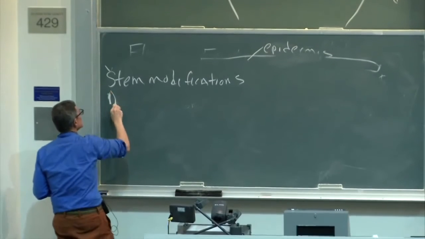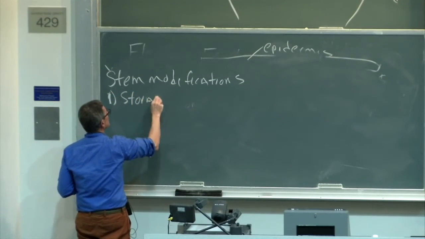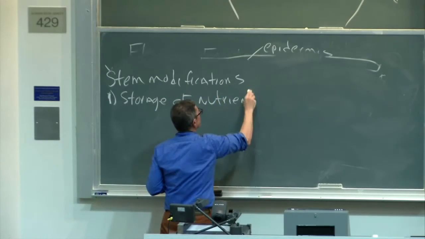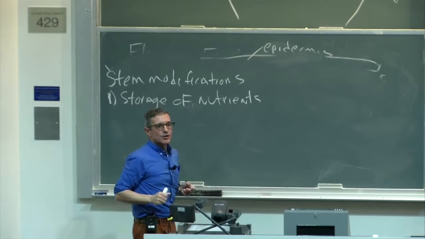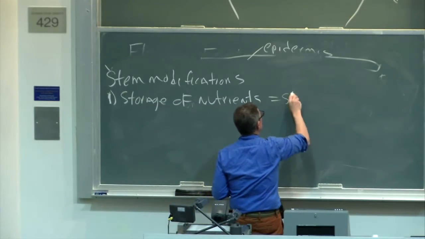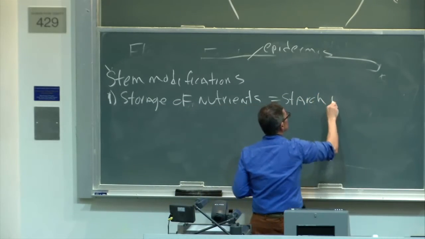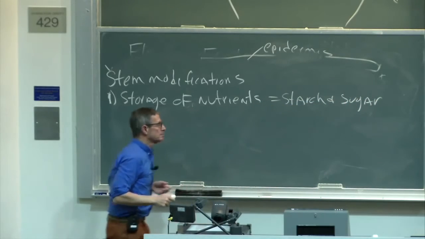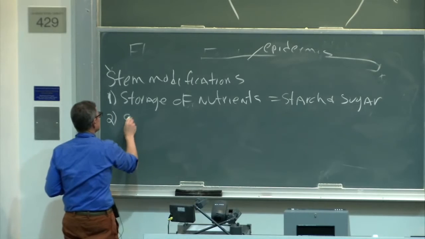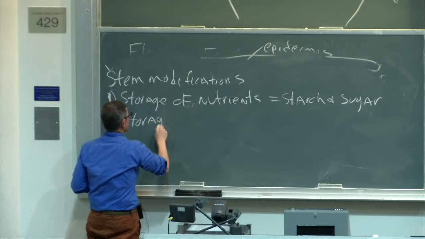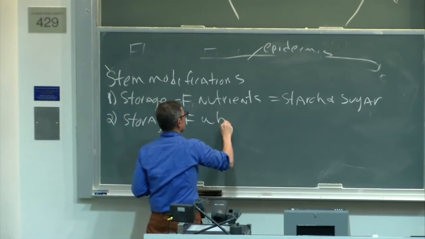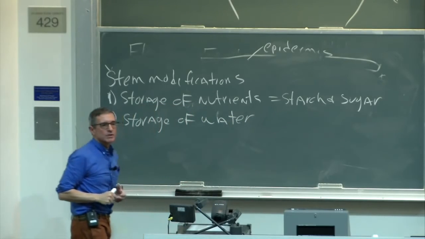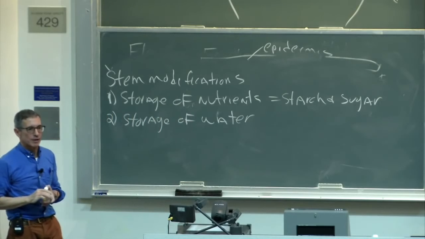One modification is for the storage of nutrients. And the nutrients which we want to talk about are starch and sugar. And the other modification is for the storage of water. Let's talk about the situation about the storage for nutrients.